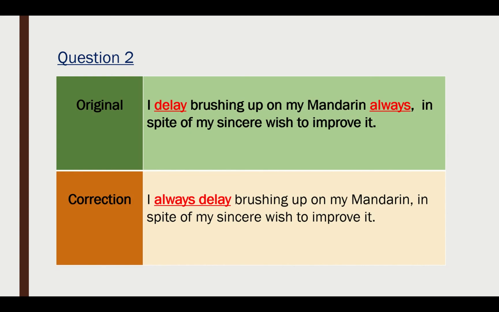Right, let's look at question 2. "I delay brushing up on my Mandarin always, in spite of my sincere wish to improve it." What's wrong with this sentence? Yes, you should always place your adverb before a verb. Delay is the verb, so you should place your adverb before it. Your answer should be, "I always delay brushing up on my Mandarin in spite of my sincere wish to improve it." Did you get this right?